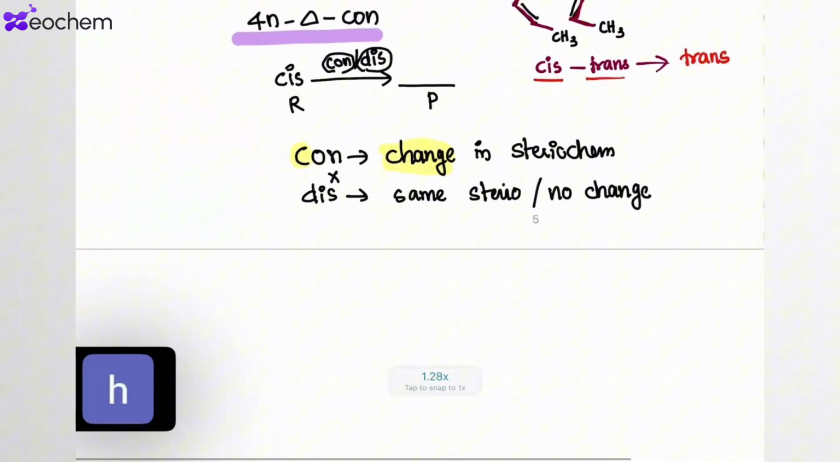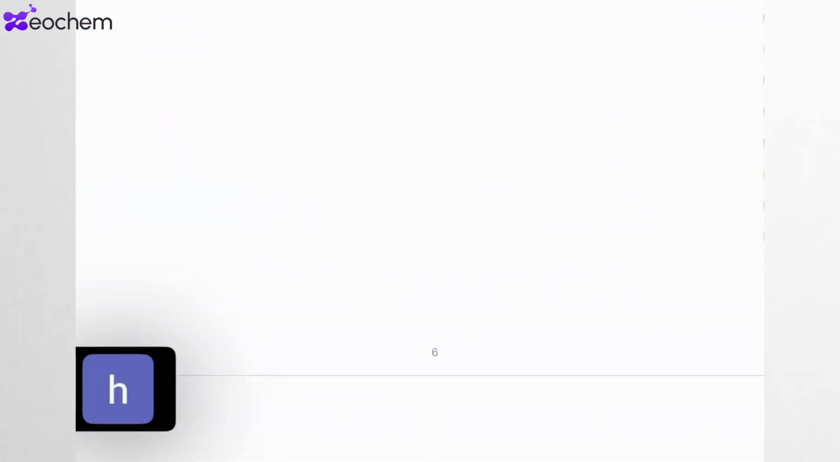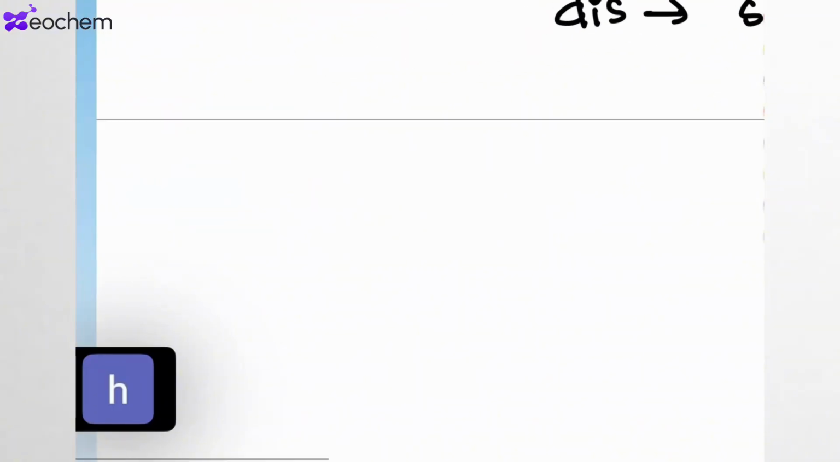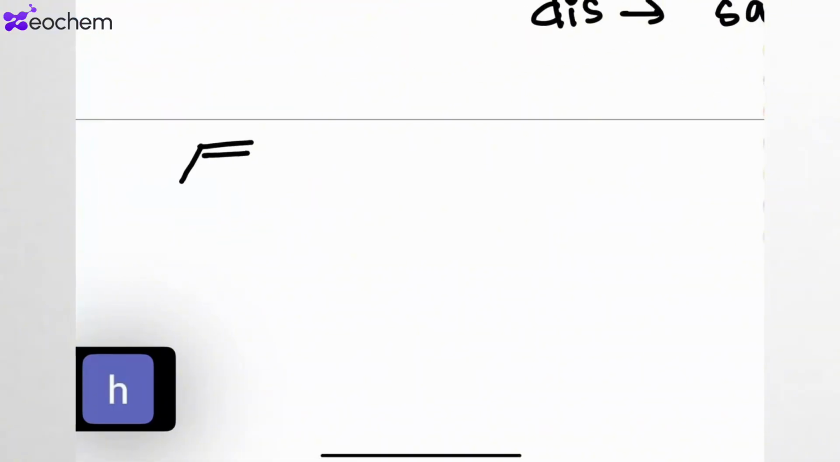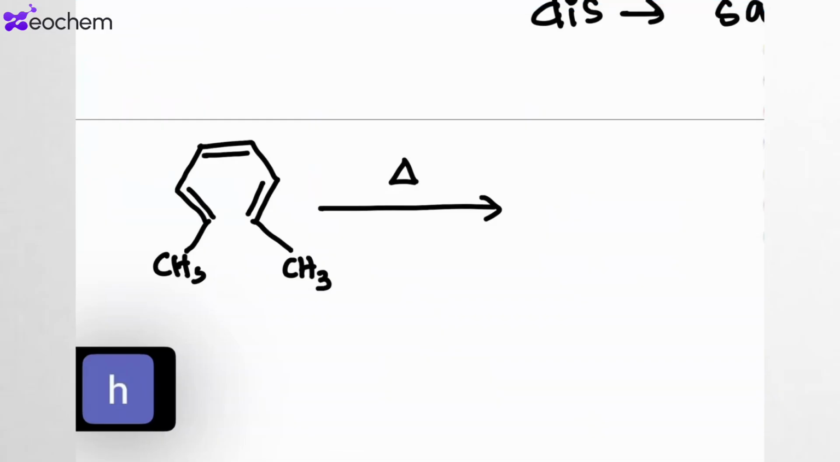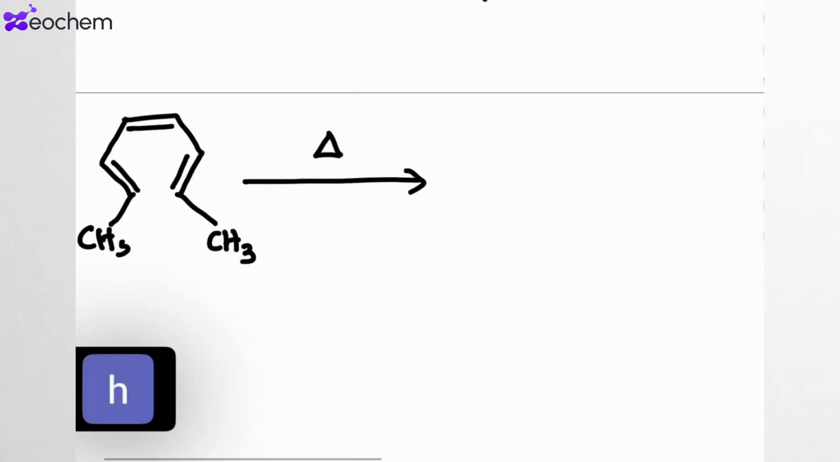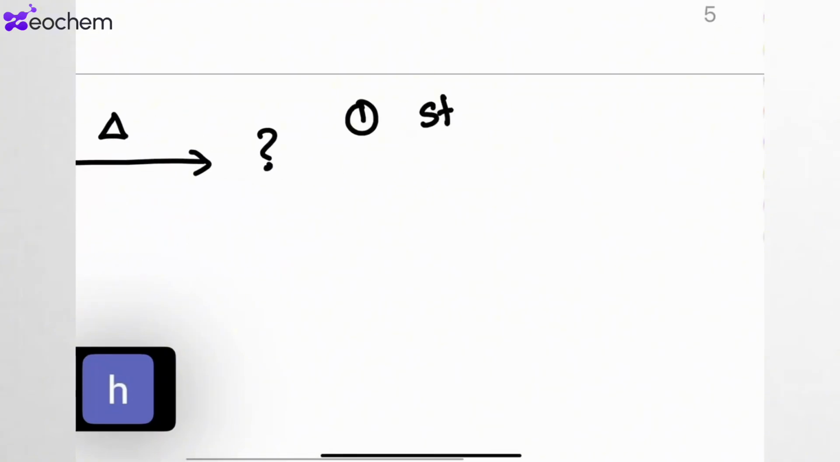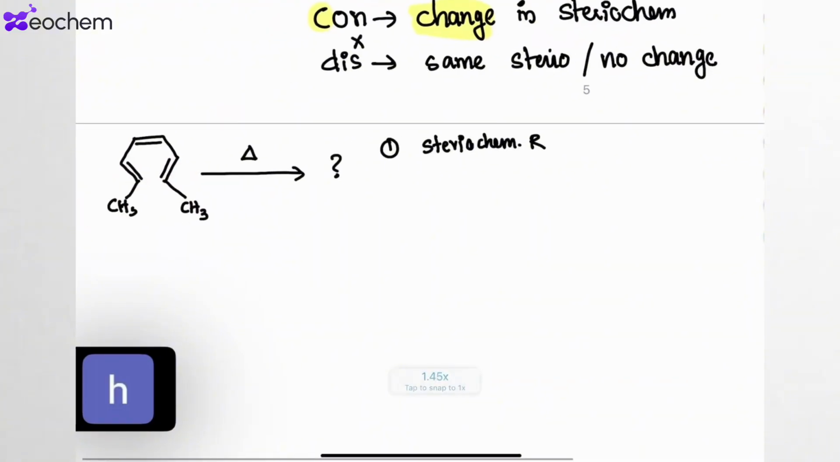Now we'll take a molecule and explain how the product will come. For that, again, I'll take the molecule that we described earlier. Suppose we are taking this molecule. Here it is CH3. Here also it is CH3. Suppose the reaction is happening in thermal condition. What will be the product? So I told you, what is the first step? Determining the stereochemistry of the reactant, right? How to determine the stereochemistry we already learned.